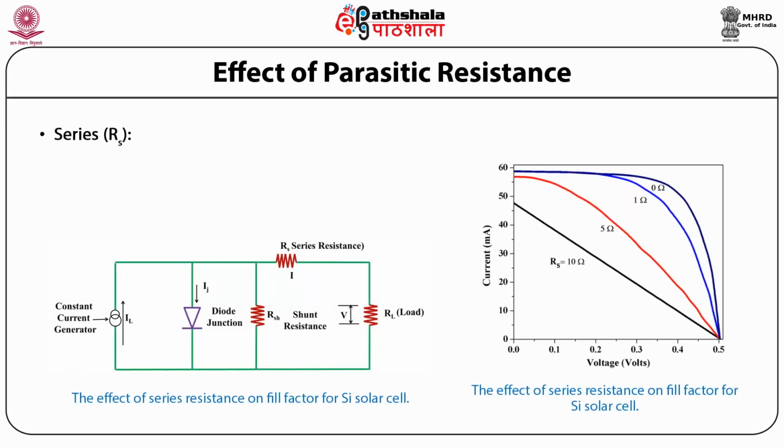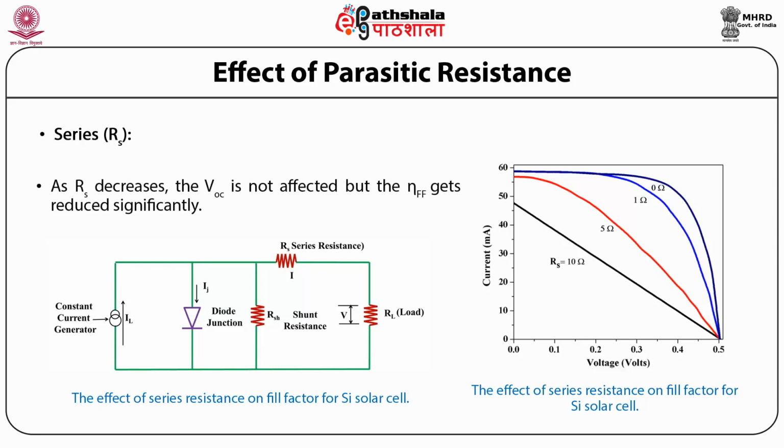Now this figure shows the effect of series resistance on the fill factor for a typical silicon solar cell of 2 centimeter square area, which is illuminated with 1000 watt per meter square intensity of light. It is evident from the figure that as RS increases, VOC is not affected, but the fill factor, eta FF, gets reduced significantly.